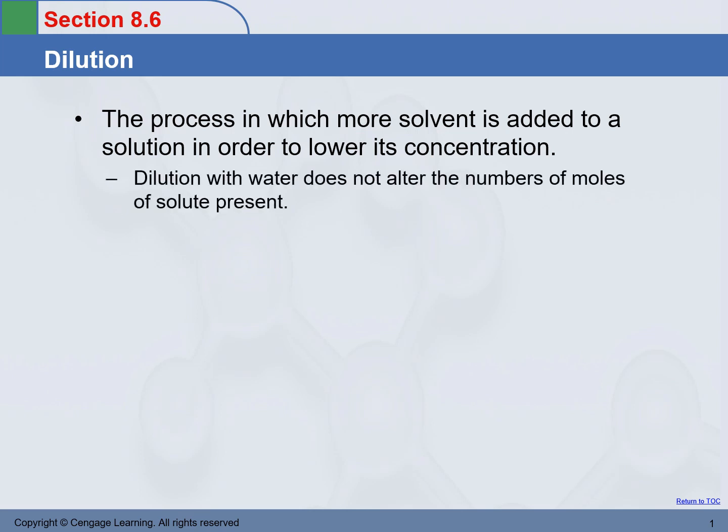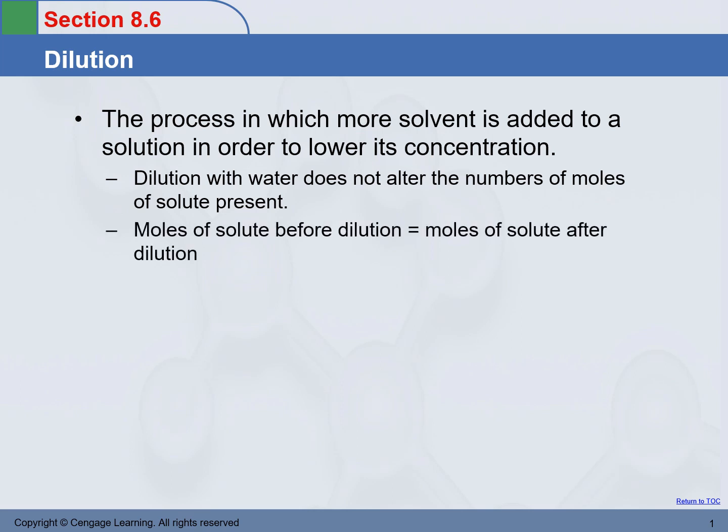If the dilution is achieved by adding solvent, usually water, we will know that adding water will not change the amount of the solute before and after the dilution. So dilution with water, solvent only, does not alter the number of moles of solute present. And very likely, this is the equation you're going to use to set up your calculation. The moles of solute before dilution equals the moles of solute after the dilution.